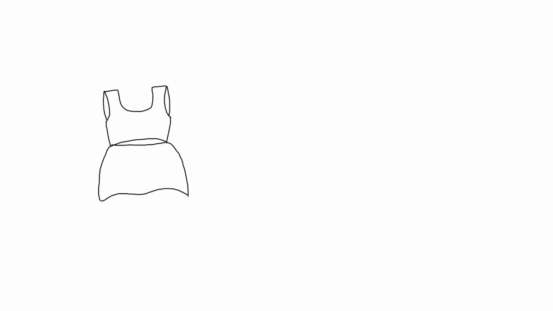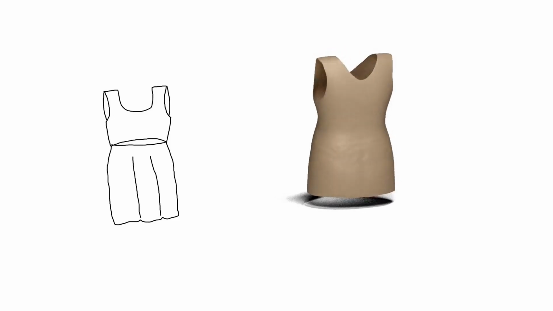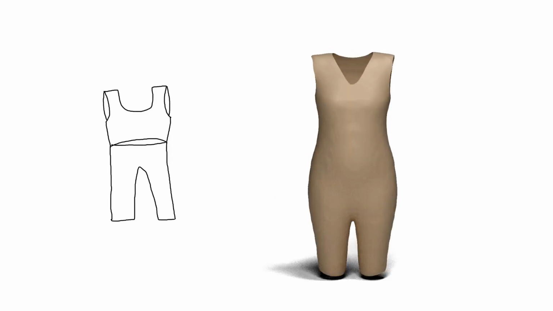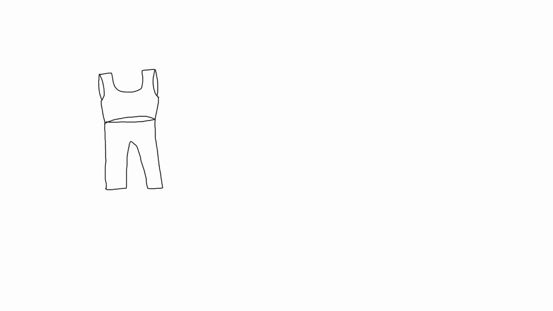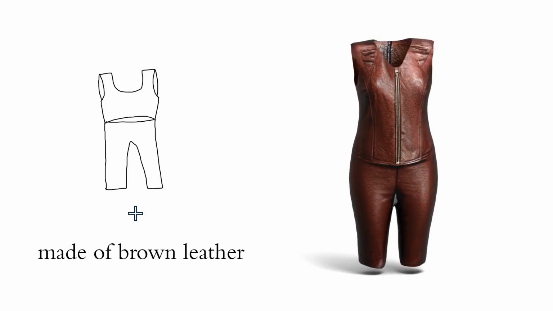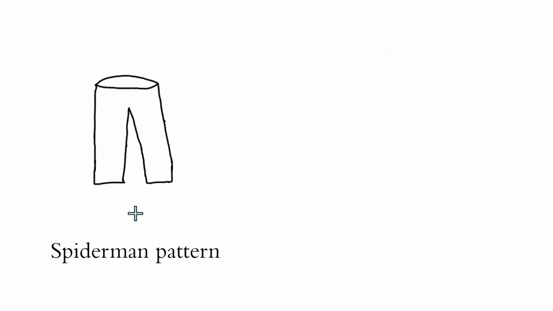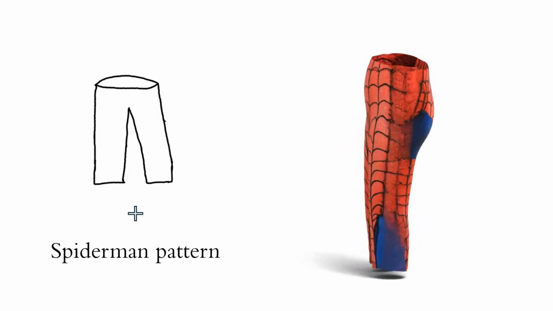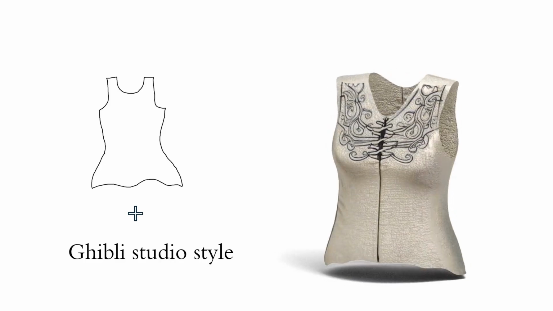WordRobe supports sketch or scribble-based 3D garment generation and editing to allow a more descriptive and controllable way for garment creation. Sketch can be used to describe the geometry of the garment, while text can be used to describe the appearance or color. We can observe that WordRobe adheres well to the geometry described within the input sketch.